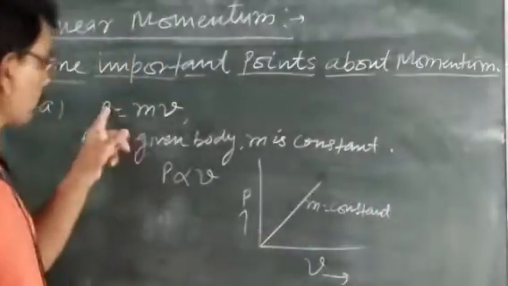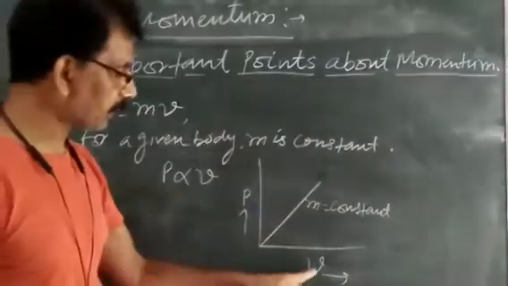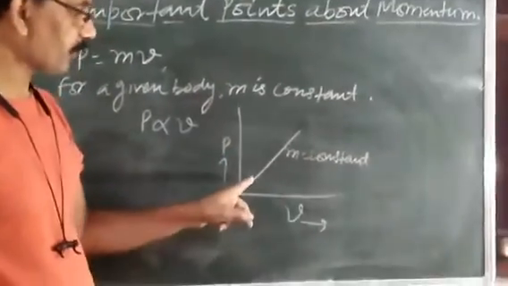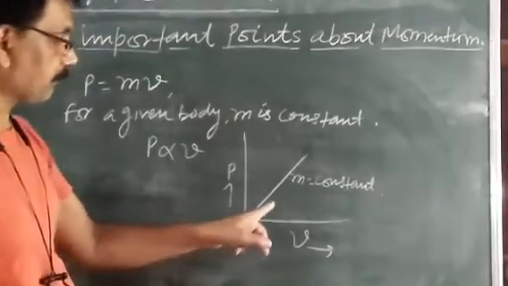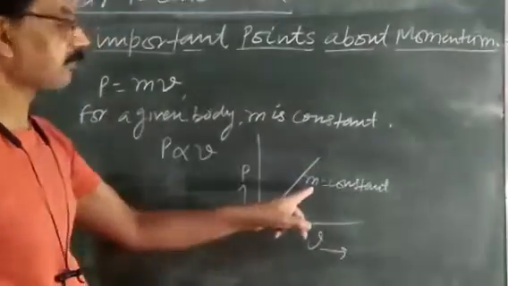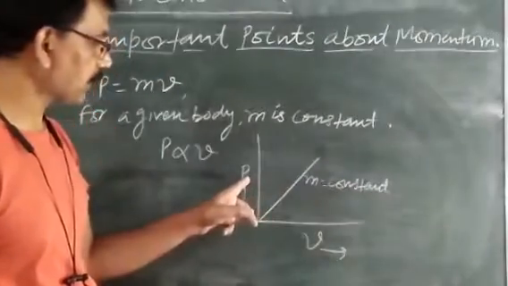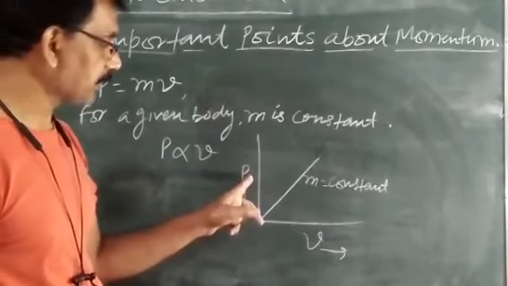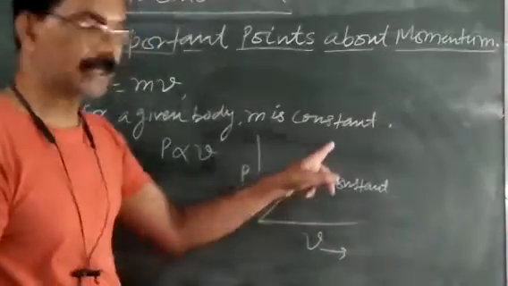And you can say P upon V. Suppose this one is given, and this one is a straight line. So when you find the slope of it, P upon V, that slope will give the mass of that body. So simply, the graph between P versus V is a straight line.